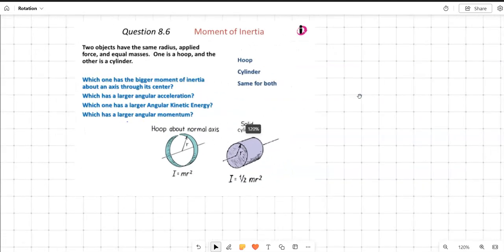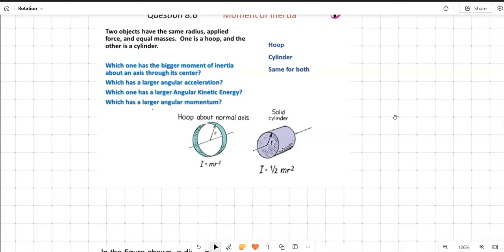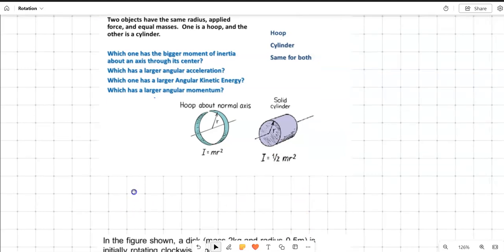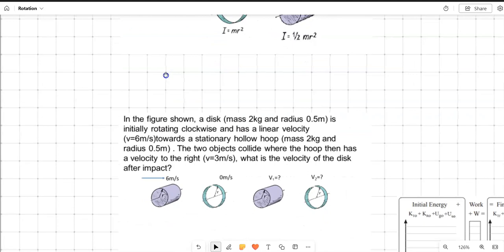So let's talk about this next one. This is a larger type of problem. It talks about how when you compare a spinning hoop and a spinning cylinder, both have the same mass and radius and the same applied torque. And they want to answer all of these questions in the end. So this is almost like a review of everything that we've done. Okay, so here's how to handle this type of problem.